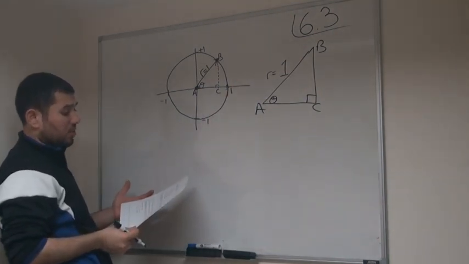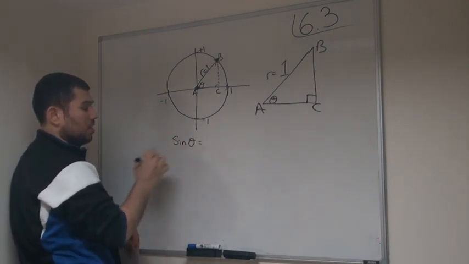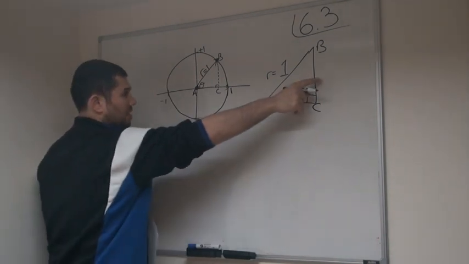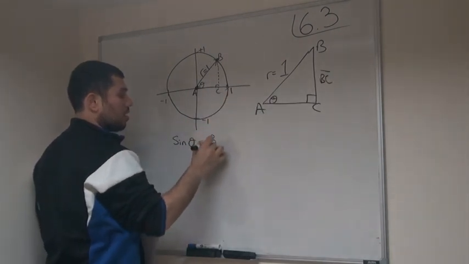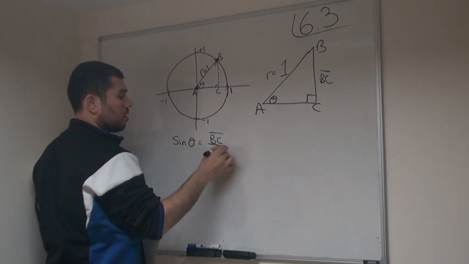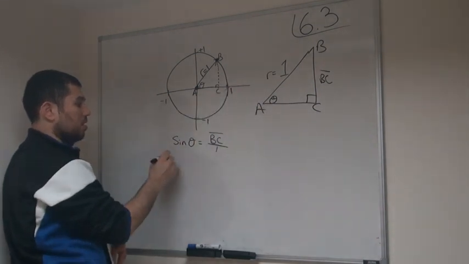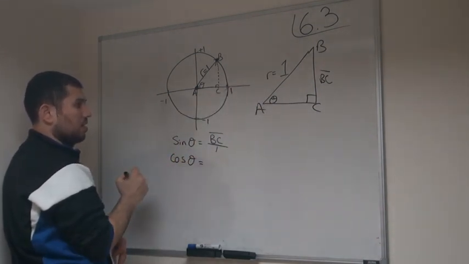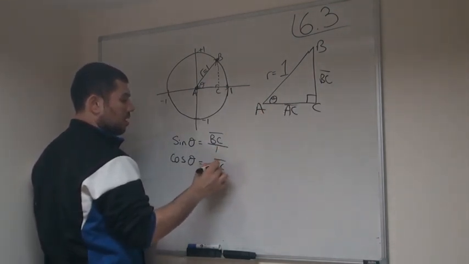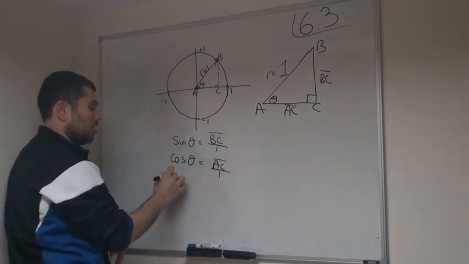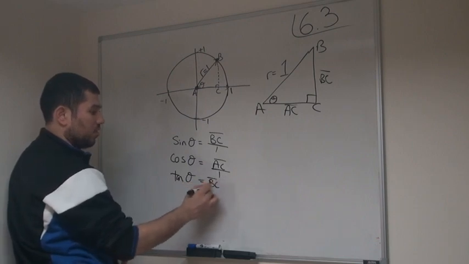I don't really know what the other sides are, but I know that the sine of angle theta is equal to the opposite side, which is side BC, over 1. Because it's opposite over hypotenuse. The cosine of theta is equal to the adjacent side, AC, over 1. The tan of theta is opposite over adjacent, BC over AC.